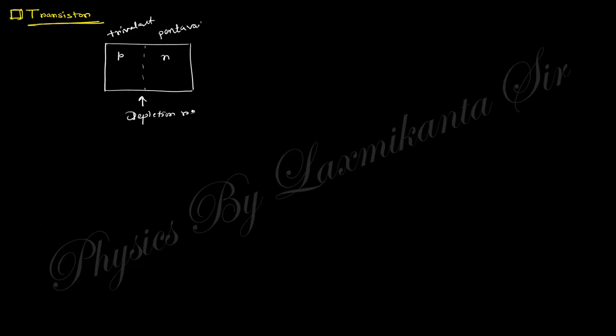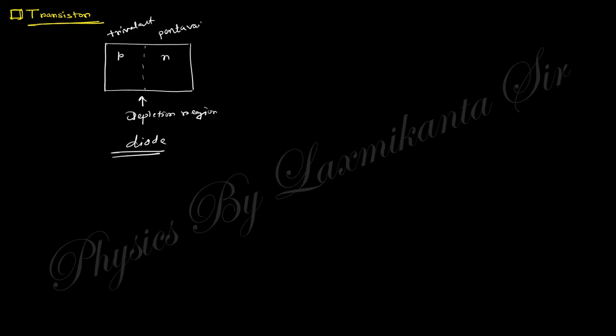Okay, so let's start with the transistor. In the previous lectures, we learned about the diode. Diode means there are two terminals: one side was P and another side was N. P means the doping is trivalent, right? And in the N side, the doping is pentavalent. Okay, and there is only one junction, the barrier junction or depletion region. This was the case of the diode.